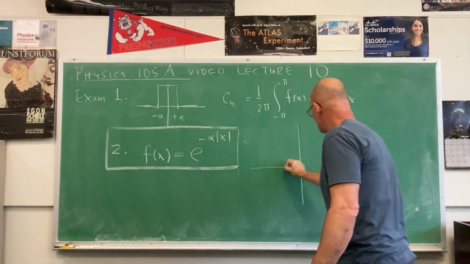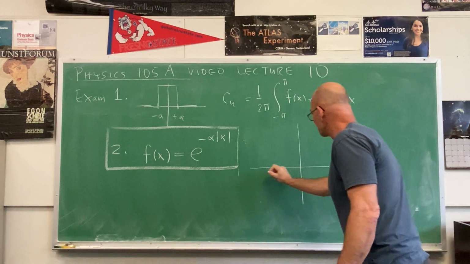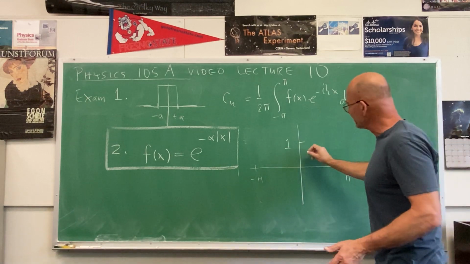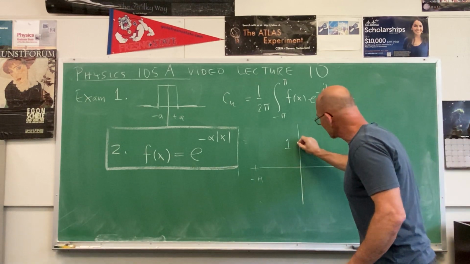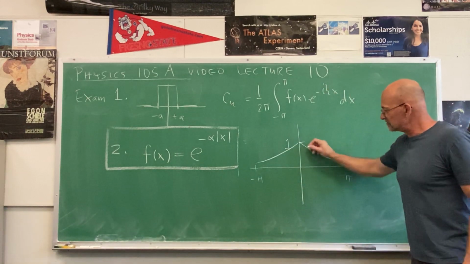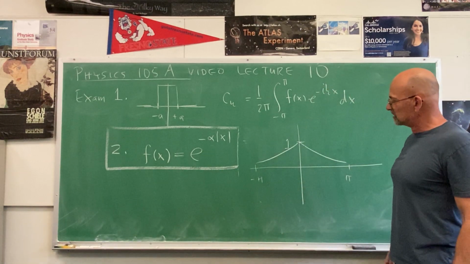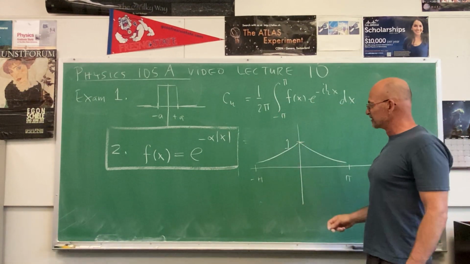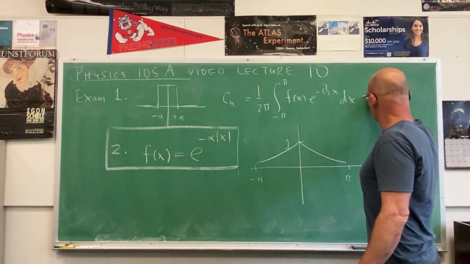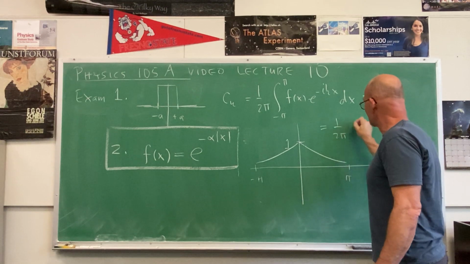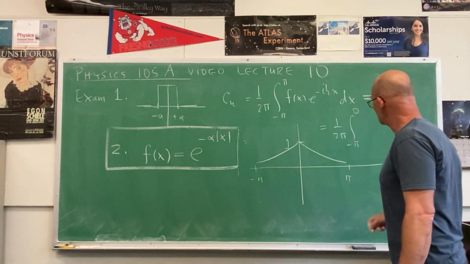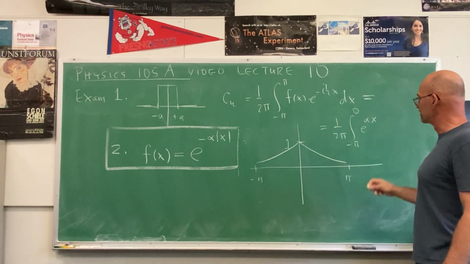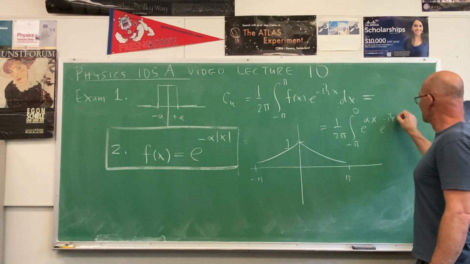So here we go. Minus pi to pi. This must be 1, and it's exponentially decreasing. It's a symmetric function. So first of all, you're going to have to break this integral up into a left half and a right half. So if you continue this, it's going to be 1 over 2 pi, integral from minus pi to 0. And then what are you going to have? e to the alpha x for the left half, times e to the minus i k x dx.